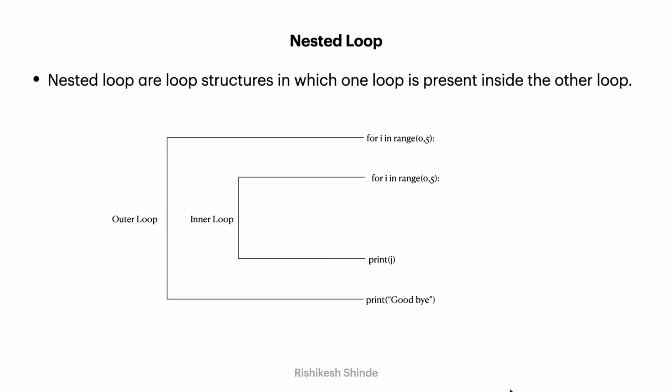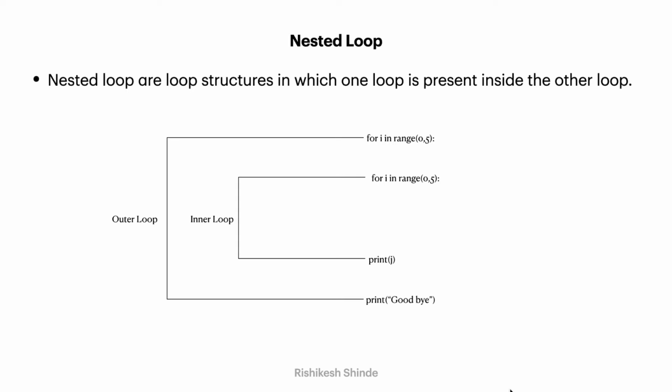Nested loops are the loop structures in which one loop is present inside the other loop. So we have two different loops and one loop is present inside the other loop, that is nesting of loops. There can be nested for loops, that means one for loop is present inside the other for loop. In this case, the control first enters inside the outer loop, then enters inside the inner loop, then executes the inner loop completely, and then again switches back to the outer for loop.